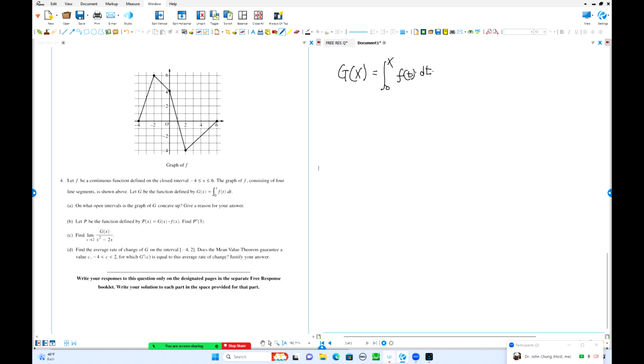On what open intervals is the graph of g concave up? Concave up means where the second derivative is positive, right? So where is the second derivative positive? We can take the second derivative first.